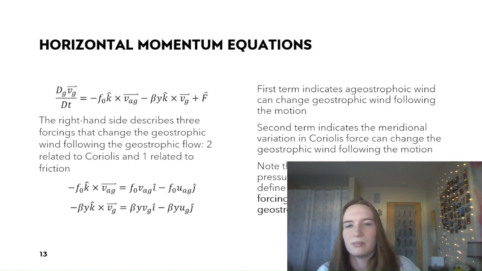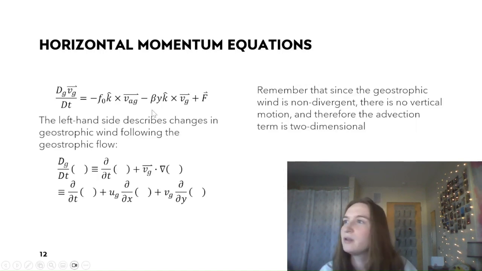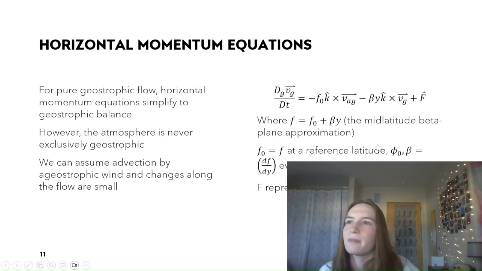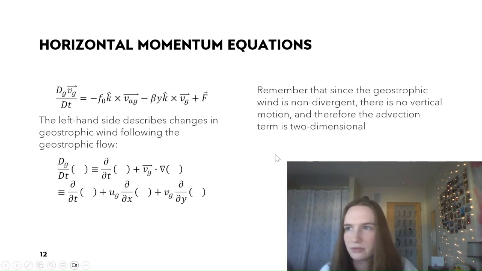The second term indicates that the meridional variation in Coriolis force can change the geostrophic wind. So we had that beta term. Remember, that's dependent on Coriolis. Beta is df/dy, where f is that Coriolis force.